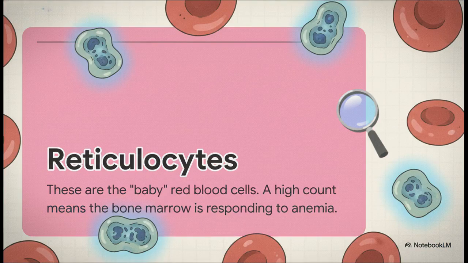So what's the deal with reticulocytes? Well, they tell you if the factory, the bone marrow, is responding the way it's supposed to. If the body's anemic, that factory should be churning out these baby red blood cells like crazy. So a low count when there's anemia, that's a huge red flag that you've got a production problem.